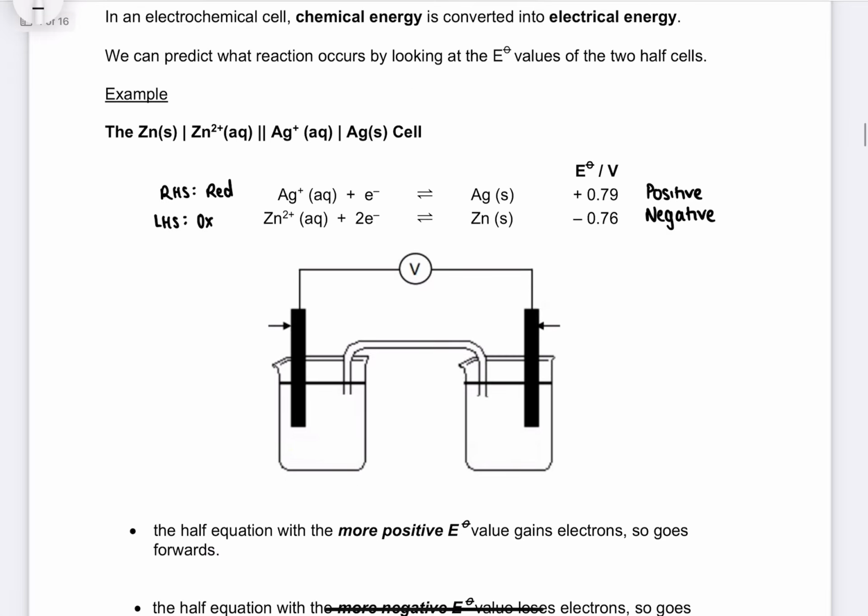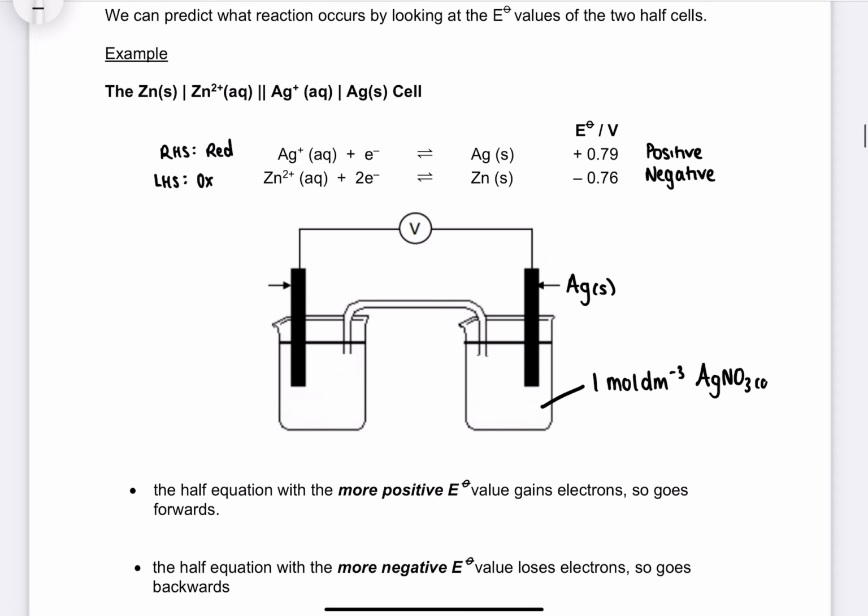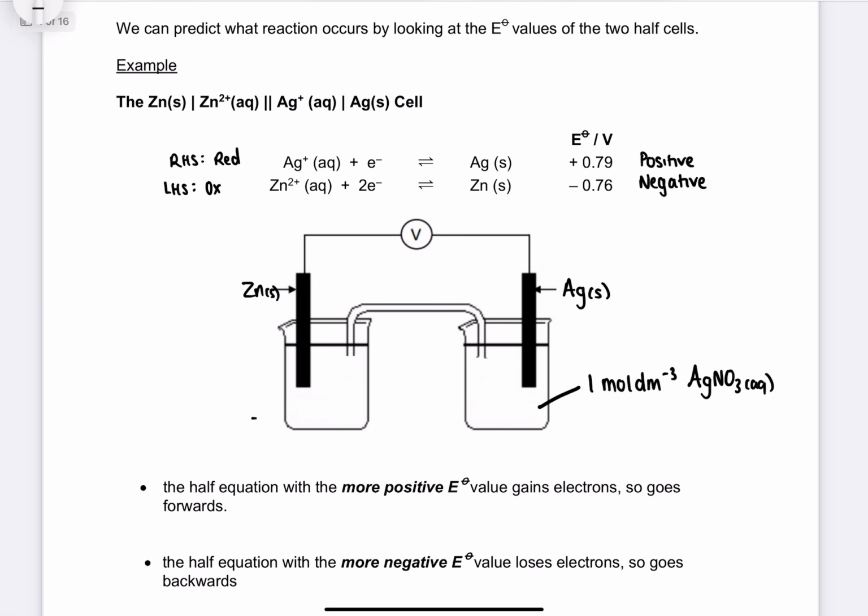So let's label the parts of our cell. On the right-hand side, we've got silver. Silver's a solid metal. Here we need a solution that contains 1 mole per decimeter cubed Ag+, so something like AgNO3. Here on the left-hand side, we've got zinc as our electrode because we're doing a zinc half cell. And we've got a solution that contains 1 mole per decimeter cubed Zn2+, so something like Zn(NO3)2.